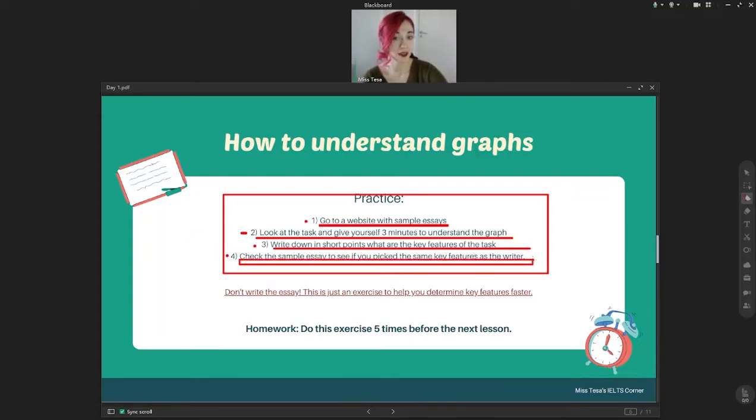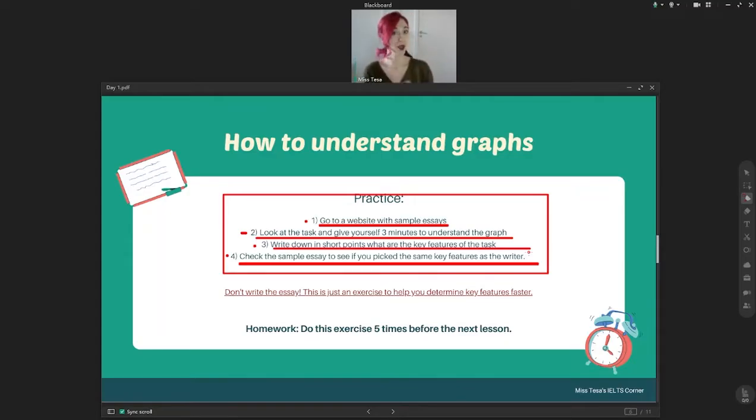Number 4, check the sample essay to see if you pick the same key features as the writer. So I don't want you to write the essay, right? I don't want you to plan out the essay. I just want you to practice seeing what are the key features, and then you check the sample essay that's given on the website. I'll provide the website in the description box below. So you check the sample answer and see what did that writer decide are the key features, and see how is yours different or similar to theirs, right?